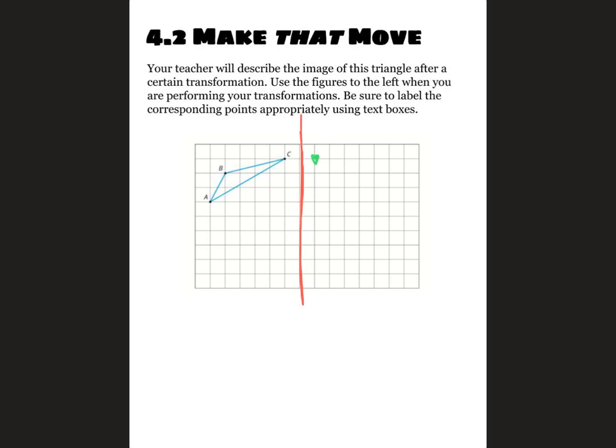1, 2, 3, 4, 5 over. This is C prime prime because it's our second one. B prime prime. And A is 1, 2, 3, 4, 5, 6 over, A prime prime. Now, you guys make sure you take your other triangle. If that's not working and you can't take that other triangle over there, I encourage you to use the line drawing feature.